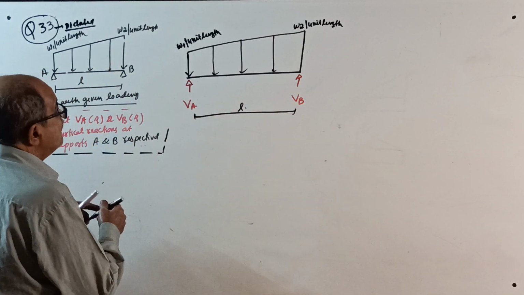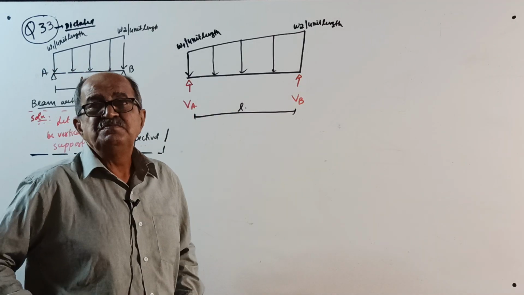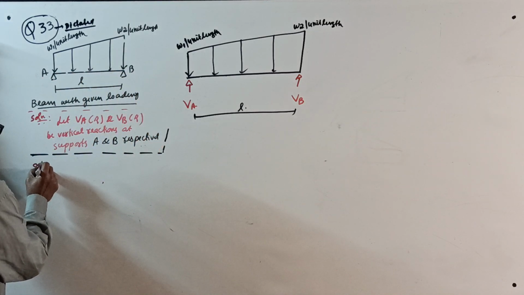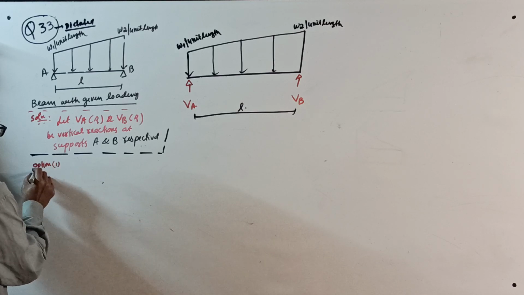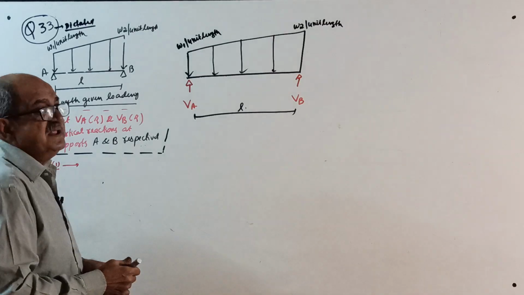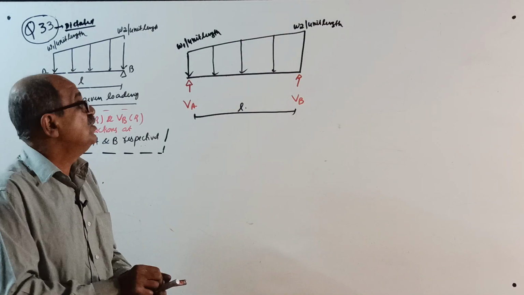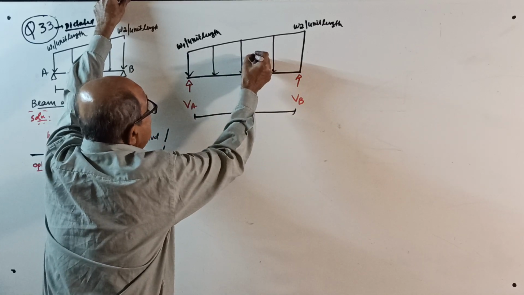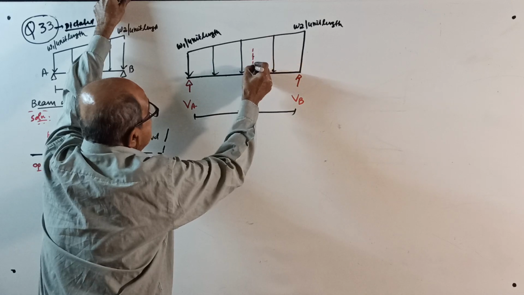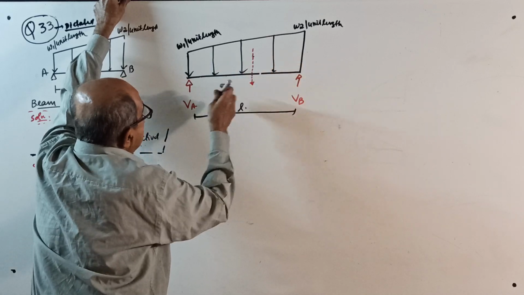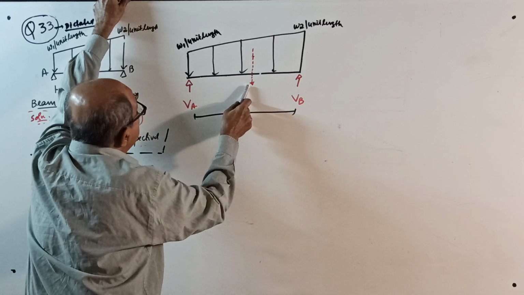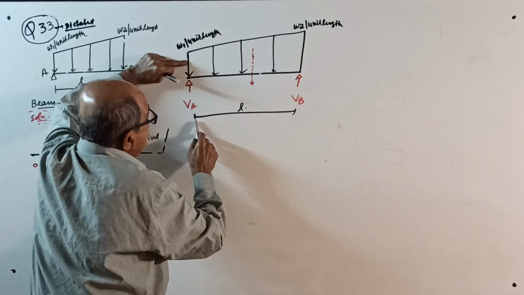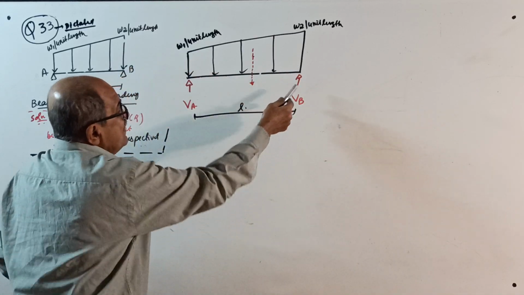Start here. First of all, you make a note. You have two options. I will tell option 1. Option 1: consider the entire trapezium as a single load. Then go back here, the centroid will be somewhere here. This is the total load. You know the distance from here, just now I told: W1 plus 2W2 divided by W1 plus W2, into L by 3 from here. The other side you already know.